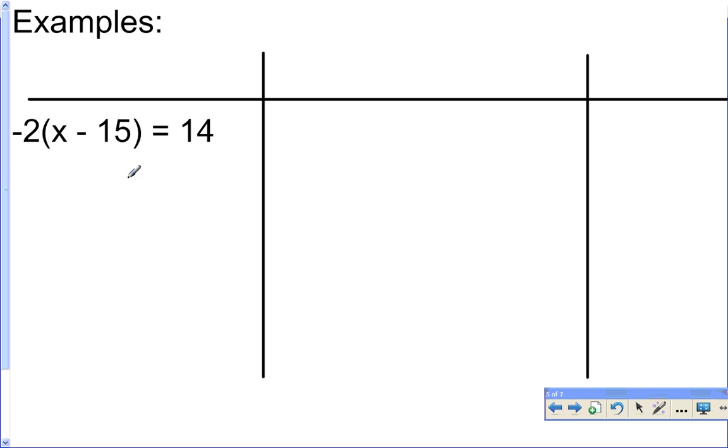So when I have parentheses, my first step is to get rid of these using the distributive property. So I'm going to distribute -2 inside the parentheses. Again, this is my work, my check, my answer.